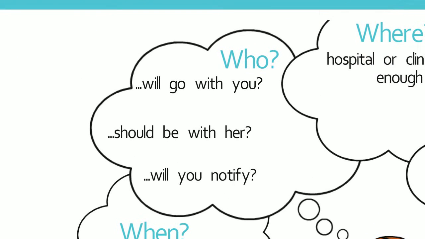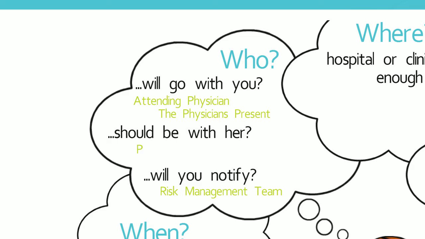Who should be involved with the disclosure? The attending physician. The primary person involved is responsible for the disclosure. The physicians who are present, including trainees, should be there as well. Your risk management team, with whom you should consult beforehand. The patient, and anyone on the patient's team. You should ask her whom she would like to attend. For example, her family and a patient advocate.